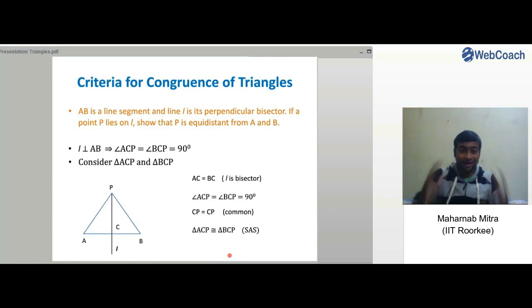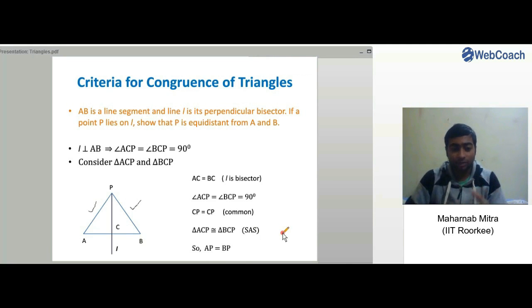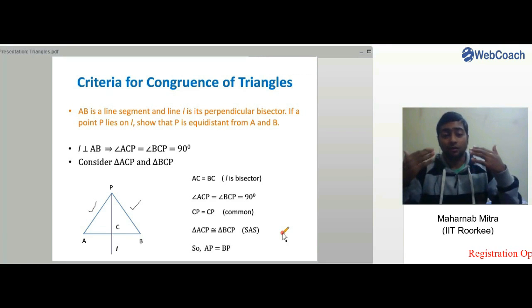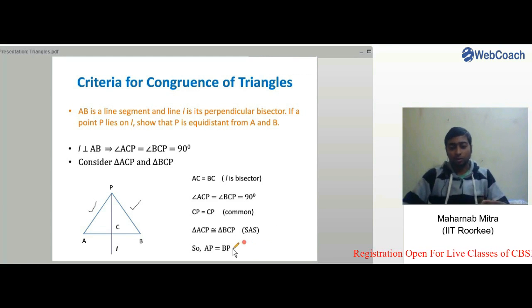Now as these triangles are congruent to each other, or they are exactly alike, all the sides of the triangles should be equal for both of them, right? So we can tell the side AP of triangle ACP must be equal to the side PB of triangle BCP, right? Now what are these parts called? AP equals BP. These parts are actually called corresponding parts of the congruent triangles, right? These are the corresponding parts because for both of them they look alike.